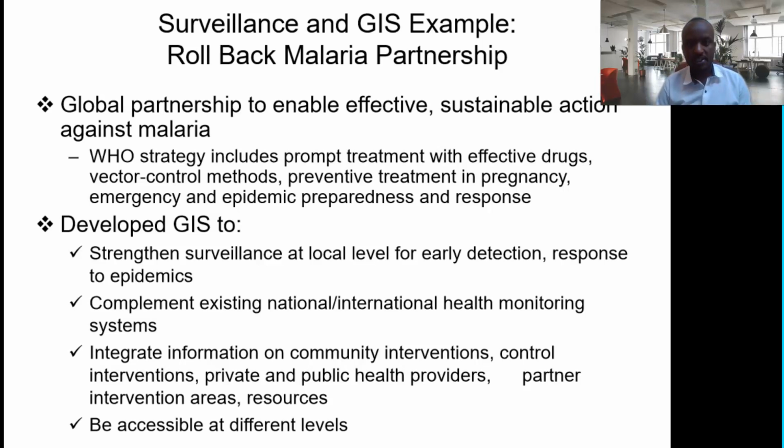The global partnership to enable effective sustainable action against malaria. The WHO strategy includes prompt treatment with effective drugs, vector control methods, preventive treatment in pregnancy, emergency and epidemic preparedness and response. So this program developed GIS to strengthen surveillance at local level for early detection of and response to epidemics, complement existing national and international health monitoring systems, integrate information on community interventions, control interventions, private and public providers, partner intervention areas and resources.